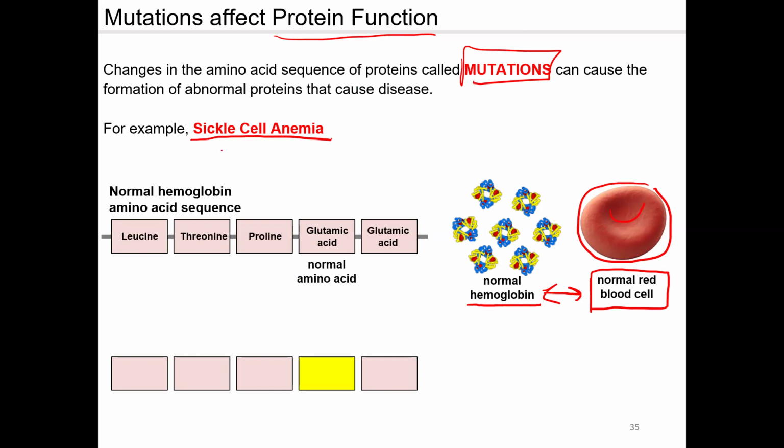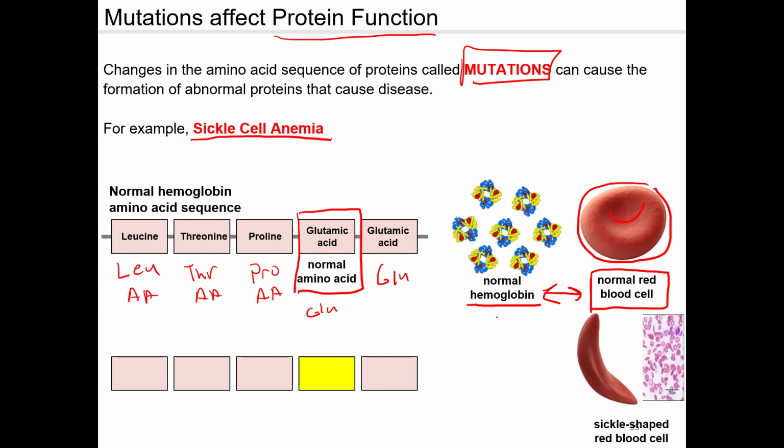Now, this is going to be the normal sequence. We have LEU as one amino acid. We have THR as another amino acid. We have PRO, which is another amino acid. In normal blood, we have glutamic acid, GLU, and then we have another one, GLU.